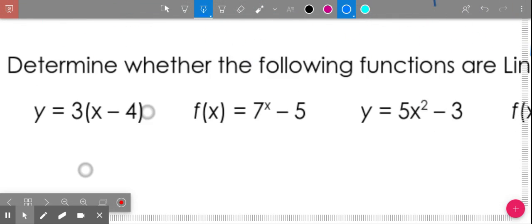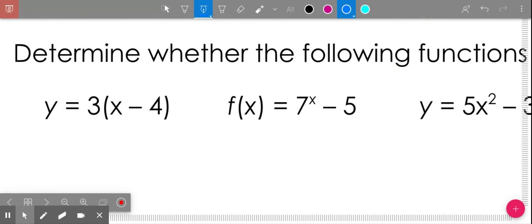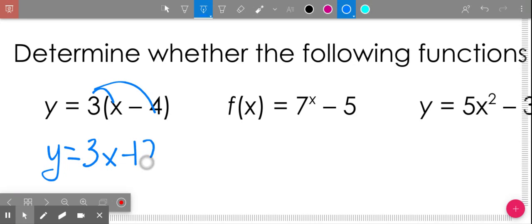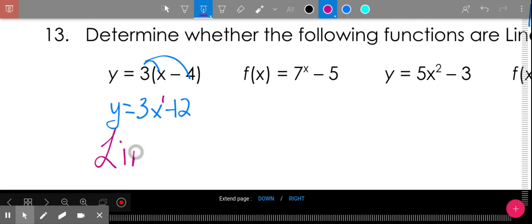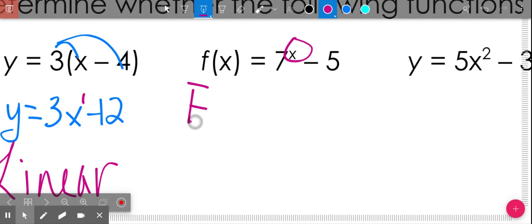If we look at the first one, we have y equals 3 times x minus 4. We have to simplify this, so we're going to distribute the 3. We'll have y equals 3 times x gives me 3x, and 3 times -4 gives me -12. This has a largest exponent of a 1. Therefore, it is linear. The next one has an x for an exponent. Since my x is an exponent, it's going to be exponential.